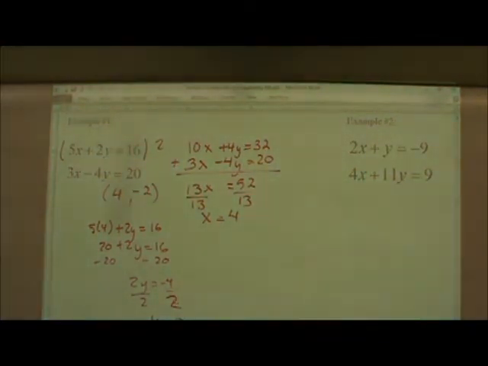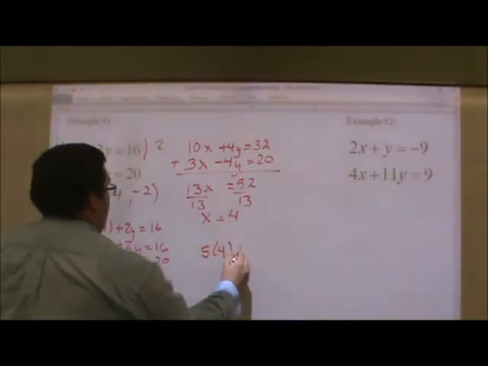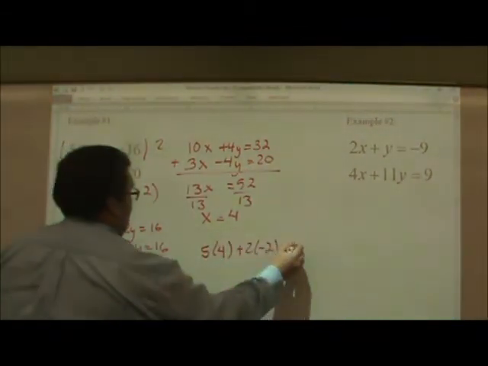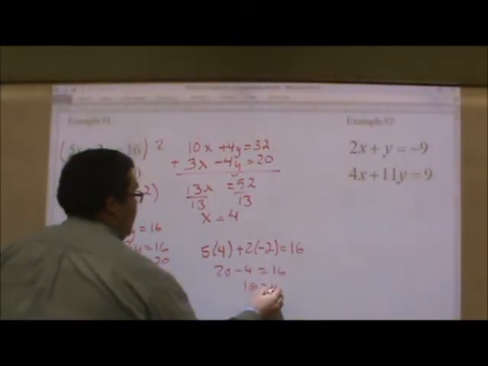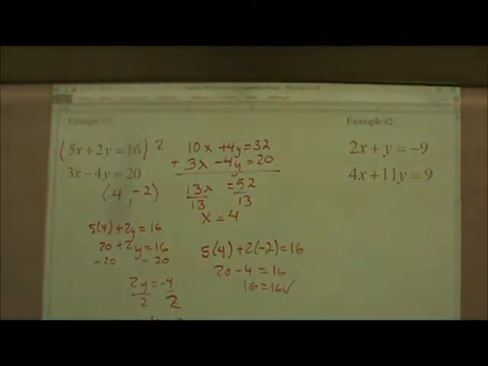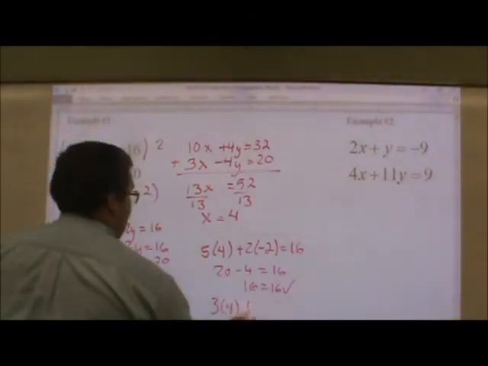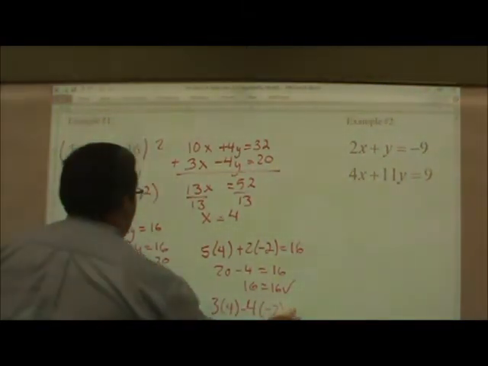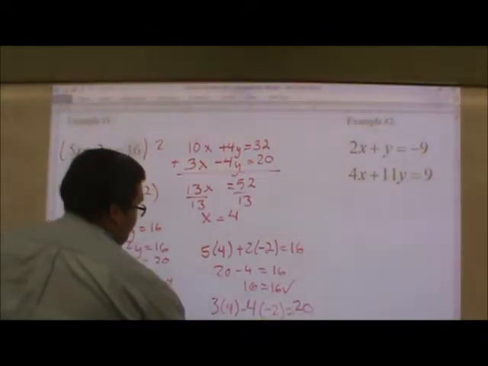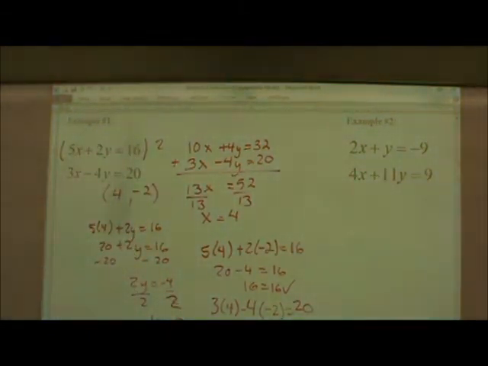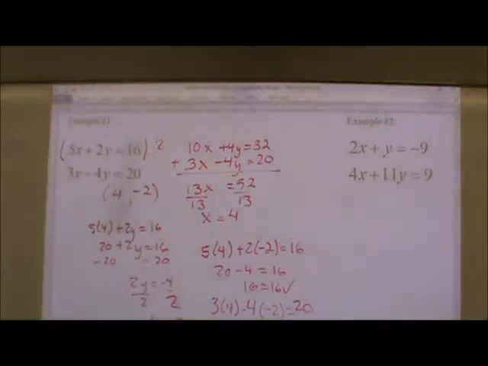Now that we have our answer, check it in both originals. You got to check them in both. So 5 times 4 plus 2 times negative 2 equals 16. 20 minus 4 equals 16. Would you look at that? Checks out. Let's check the second. So 3 times 4, 12. A negative times a negative is a positive 8. 20. And sure enough, 20 equals 20. We just successfully did our first elimination problem where we had to multiply first.